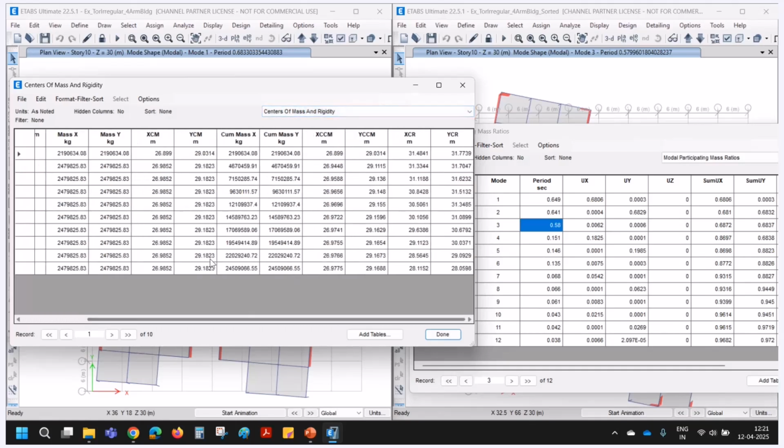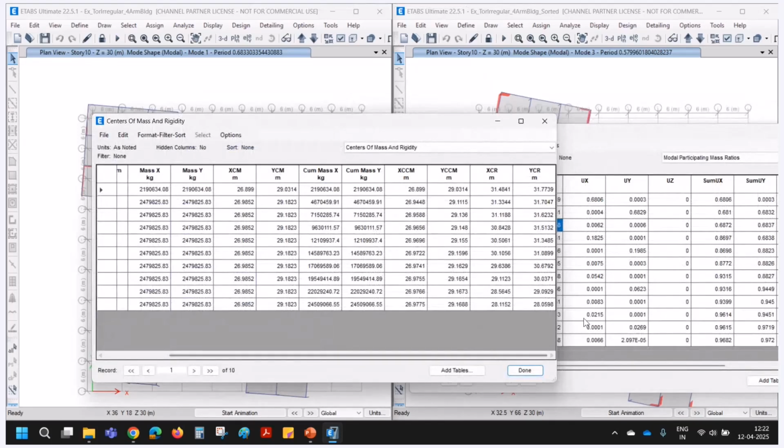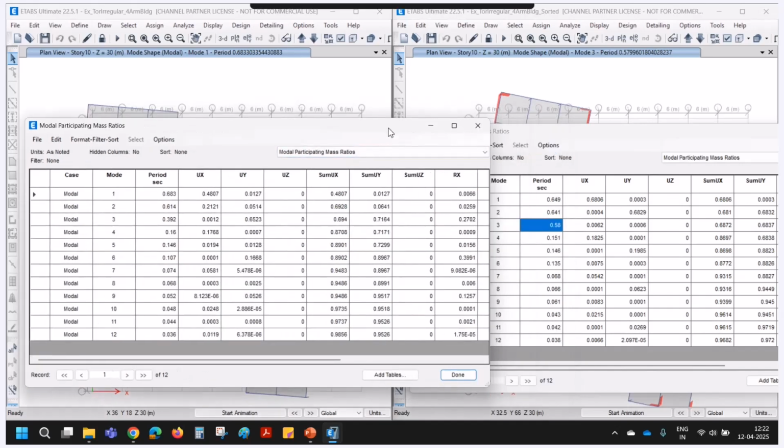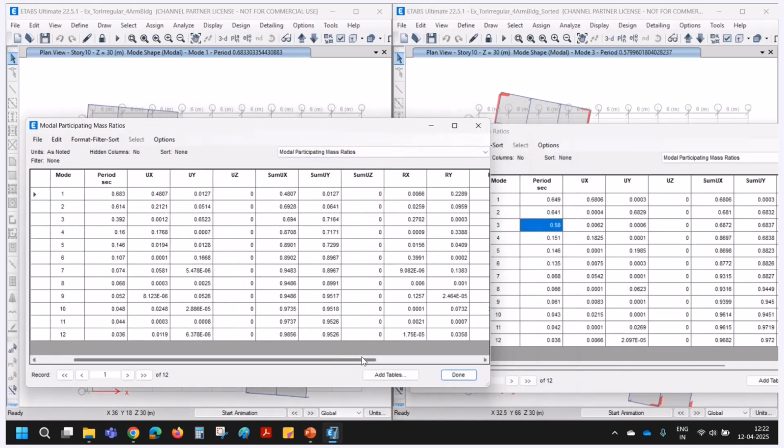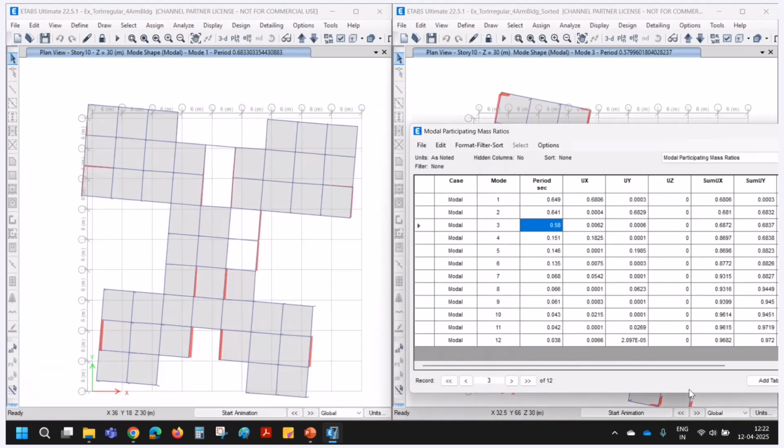Here, center of mass and rigidity is 27 and 29. Mass is almost the same, but here you can see center of rigidity is 27 and this is 30 because of this core wall. Once it is removed, that is taken care of. And participating mass ratios: here it is having torsion already, coupled with translation, right?